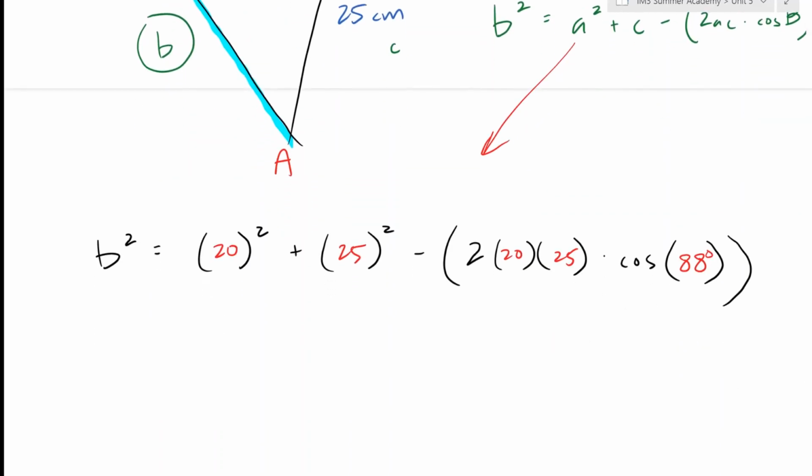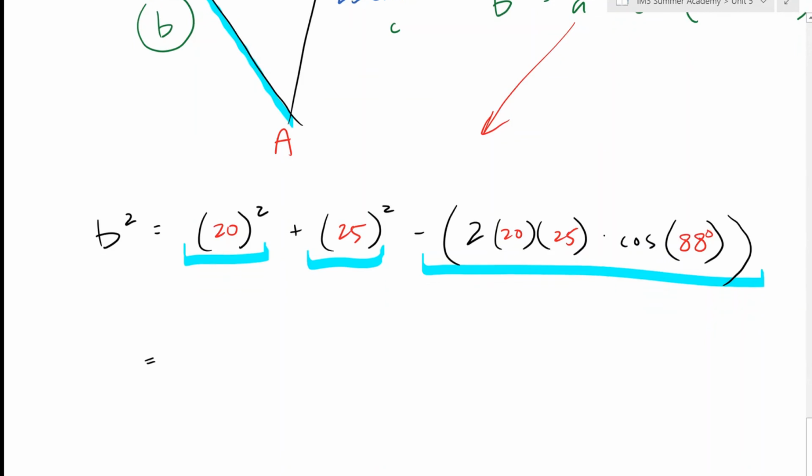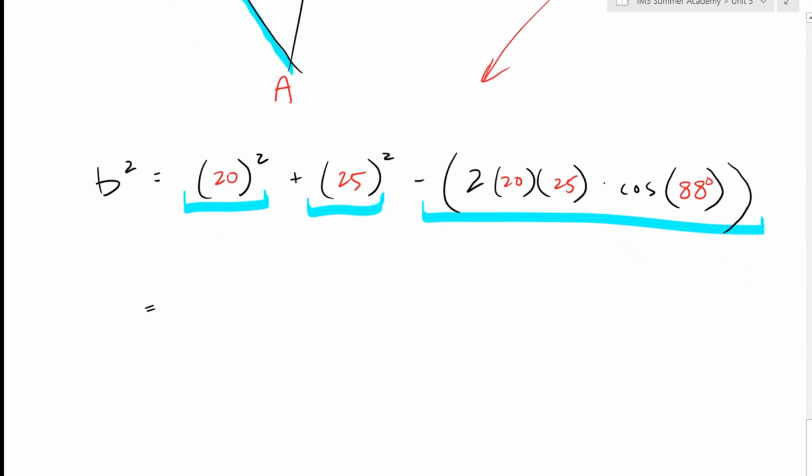All right. So the reason I put so many parentheses here is because we want to think of these as three chunks. We've got this plus this minus all of that. So as long as you remember your order of operations, it really doesn't matter how you go through it as long as you're following correctly. 20 squared, we can do that. That's a 400. 25 squared, that's a 625. Now this whole thing over here, you want to put in a calculator. It's 2 times 20 times 25 times the cosine, regular cosine, of 88 degrees.